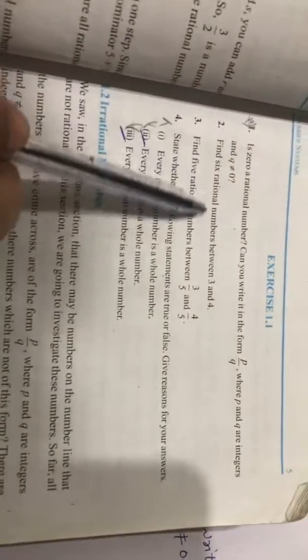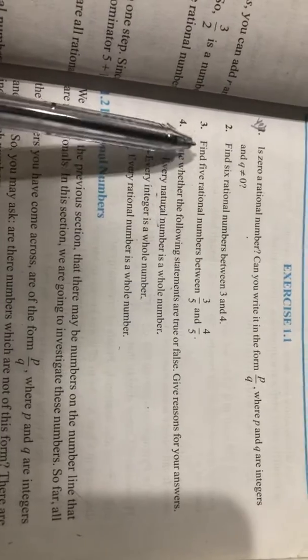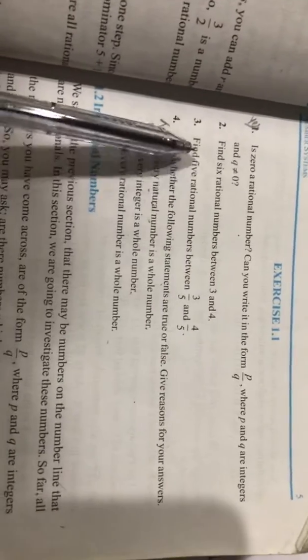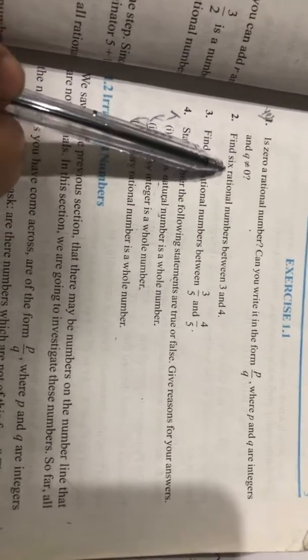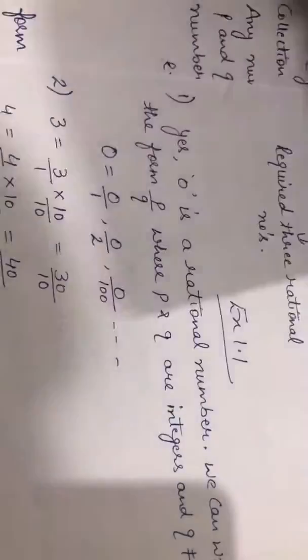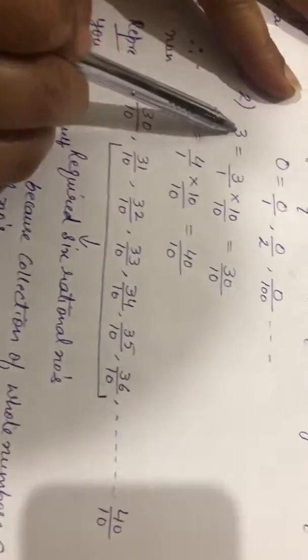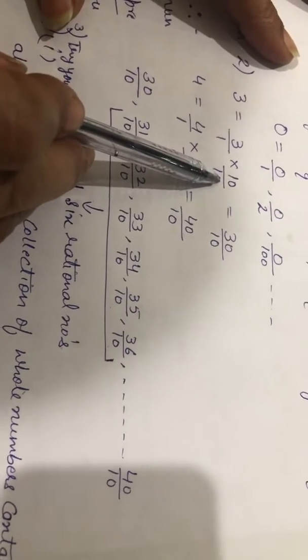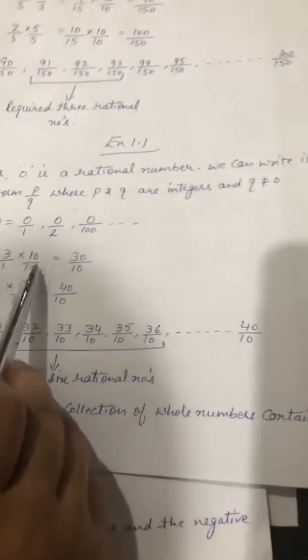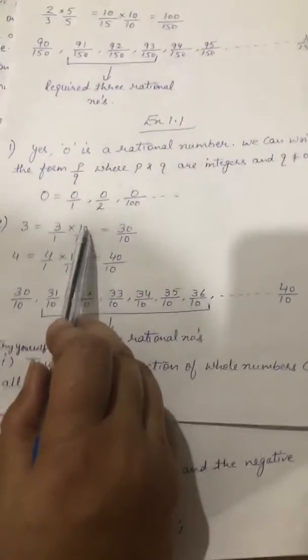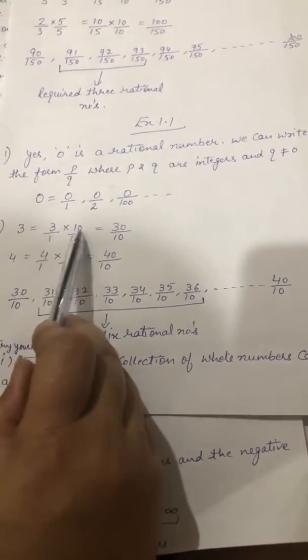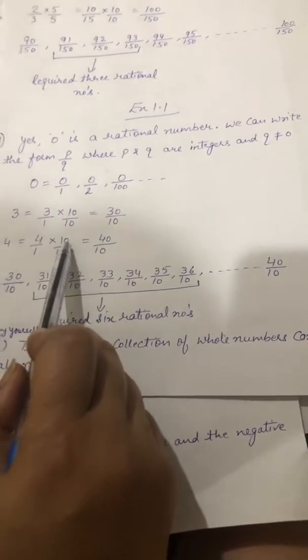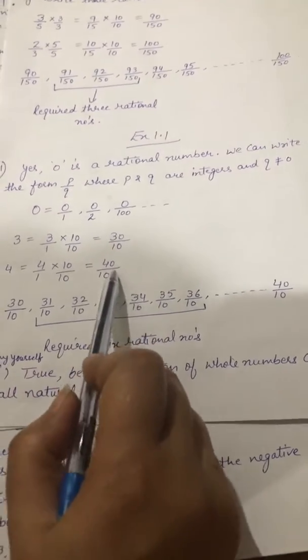Second is, find 6 rational numbers between 3 and 4. So I'll be doing this part. Third question you will be doing yourself. So I'm doing the second question. Find 6 rational numbers between 3 and 4. So the numbers are 3 and 4. First of all, we have to write them in rational number form, 3 by 1 and 4 by 1. So we can multiply. We need 6 rational numbers. So we can multiply with one bigger number, 10 by 10, with both the numbers, 3 by 1 into 10 by 10 and 4 by 1 into 10 by 10. You get 30 by 10 and 40 by 10.